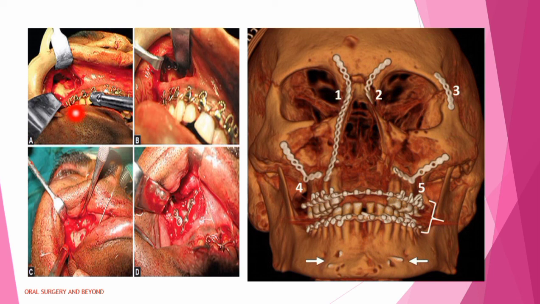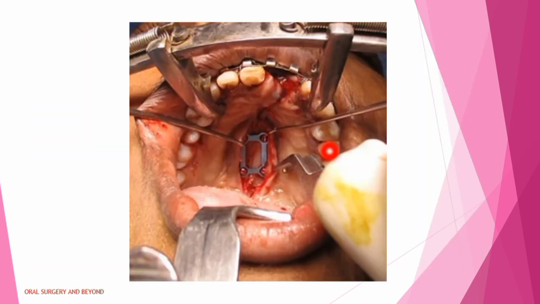Here on the clinical view, an intraoral approach is taken, the fracture site is opened, then one L-shaped plate is placed and fixation is done. Here for the palatal fracture, one square-shaped 3D plate is placed for palatal fracture reduction.